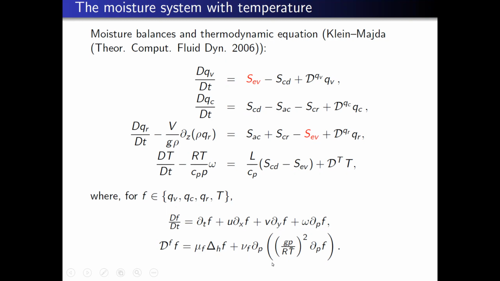So P, the pressure, because the higher you are, the lower the pressure. So instead of talking about Z being the variable, P is the variable, namely the pressure. So this is the diffusion part, and similarly for the cloud water, QC, and for the rain water.